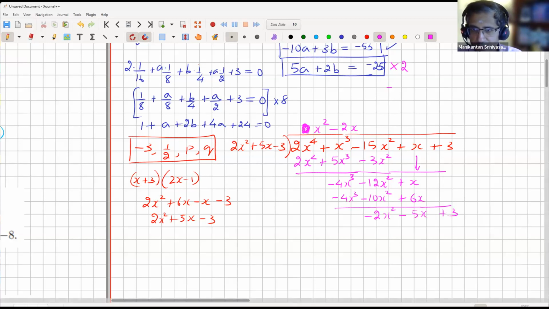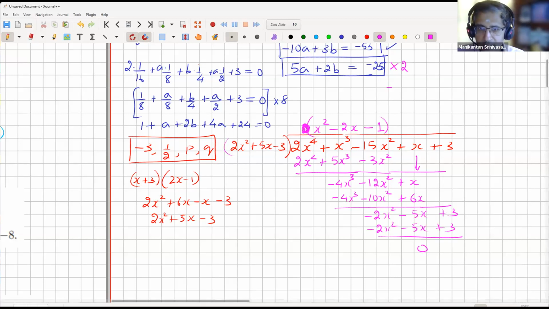And then when I multiply this one with minus 1, it becomes minus 2x square minus 5x plus 3. So no surprises, it's matching exactly 0. So one quadratic was 2x square plus 5x minus 3. The other quadratic was x square minus 2x minus 1. In other words, this quartic was the product of 2x square plus 5x minus 3, which is nothing but the product of the two factors we already had, x plus 3 and 2x minus 1, and the other quadratic x square minus 2x minus 1.